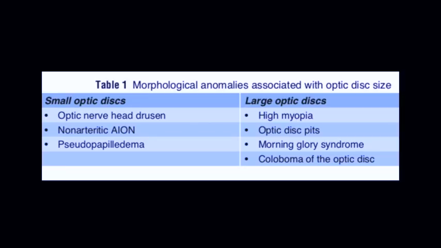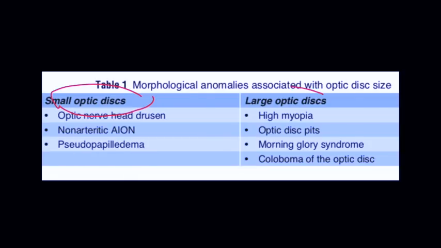Sometimes the size of the disc can cause a lot of confusion, because there are certain conditions which will mimic a small optic disc, and certain ones will mimic a large optic disc. Most importantly, when it comes to a small optic disc, optic nerve drusen and AION should be kept in mind, and pseudopapilledema conditions like hypermetropia should also be kept in mind.